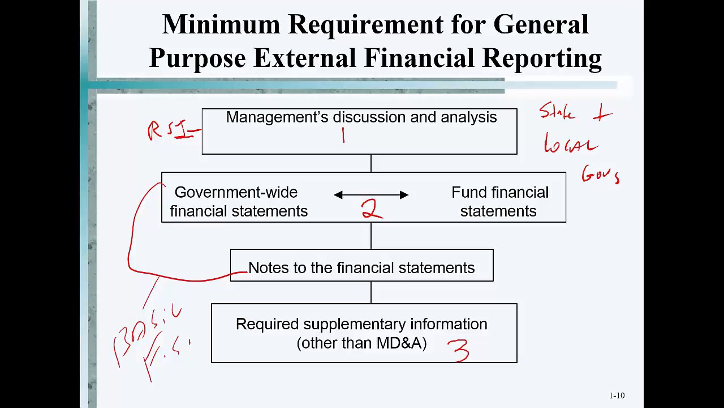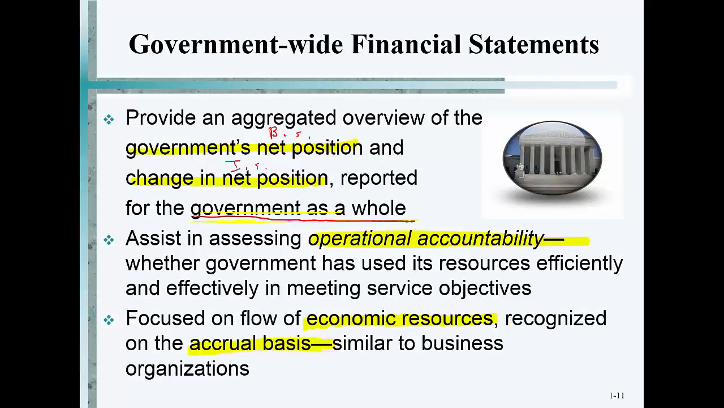Let's go ahead then and let's take a look and see what happens when we have these government-wide statements. And there are two government-wide statements. There's a statement of net position, which is going to be like the balance sheet. And there is a statement of activities, which is going to be like the income statement.